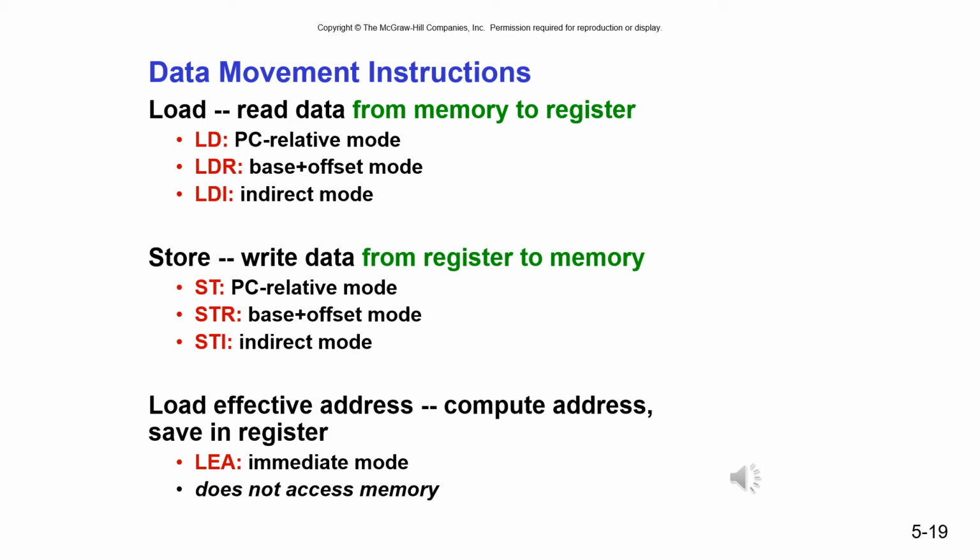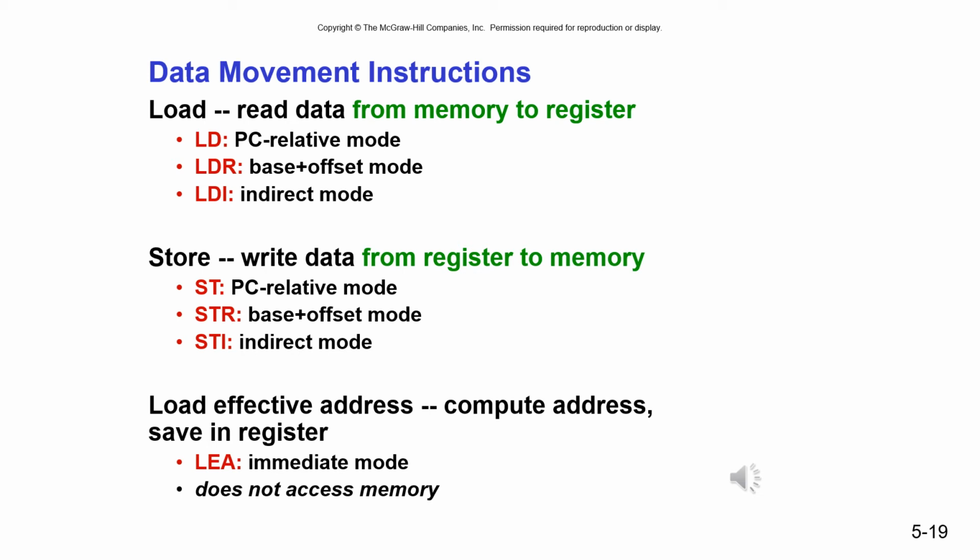We have 3 load commands to load data from memory to a register. LD uses the program counter relative mode. LDR, which we've covered already, or we reviewed, I should say, uses the base register with a full 16-bit, or 4-digit hexadecimal, memory address represented as a 16-bit binary number plus an offset. Or LDI, load indirect. Load indirect is one of the more complex instructions to understand, so we'll get to that.